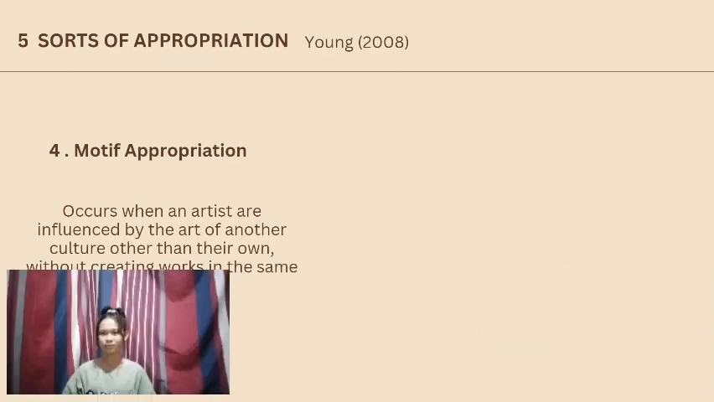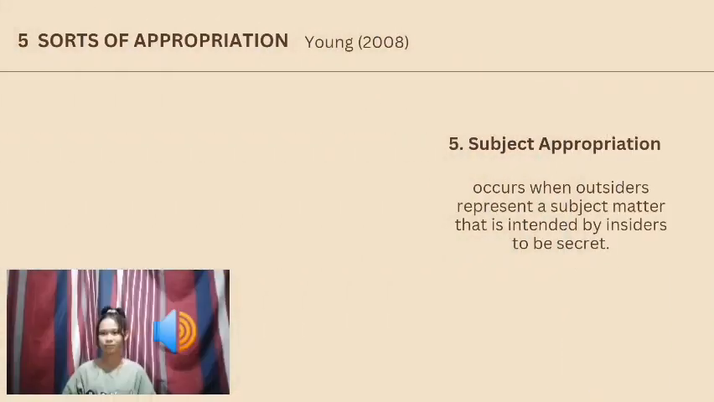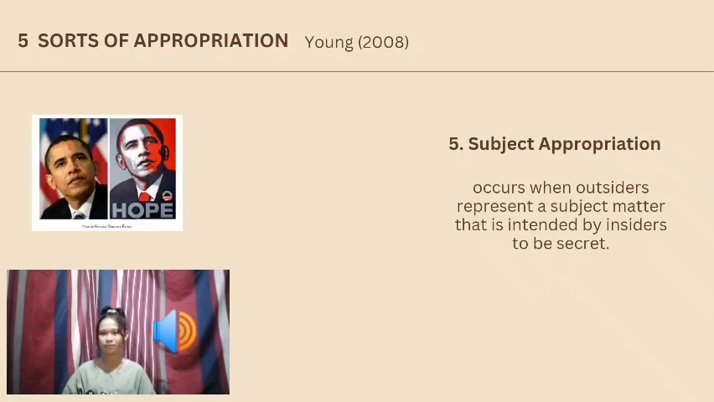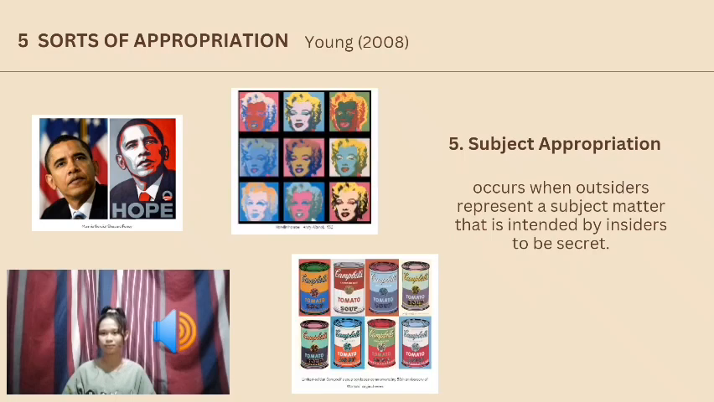And the fifth one is the subject appropriation. A final sort of appropriation can be identified that differs from the other sorts. So, what is subject appropriation? It means a subject matter is being appropriated.